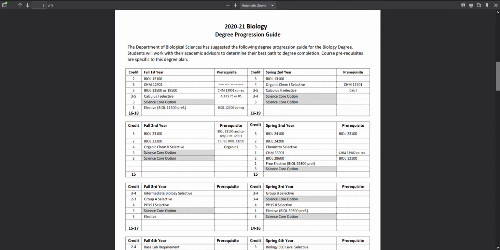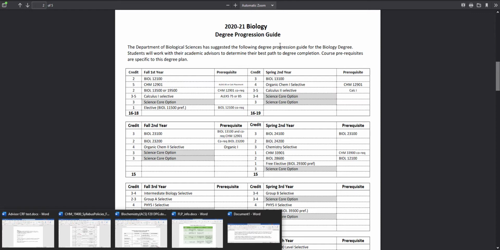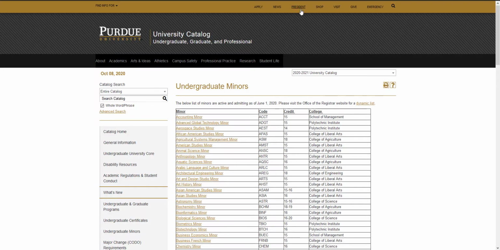Some of the other things I tell students, okay, so let's do this. Let's go to the, nope. Oh, you know what? I can't figure out where I'm going. Let's go to look at minors because some students want to talk about minors. The minor link is in your, oh my gosh, we're going to stop.